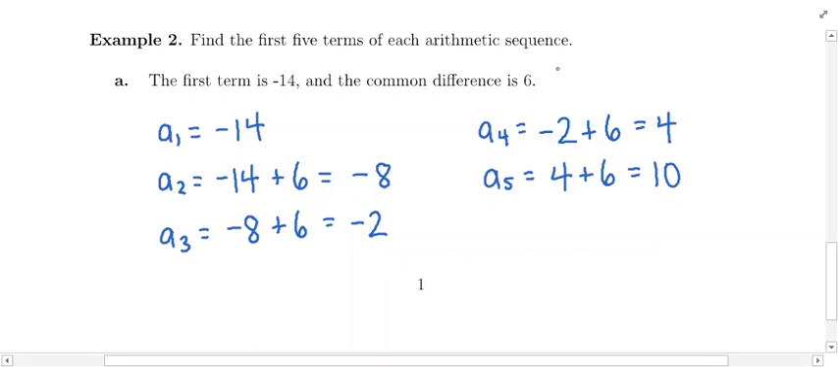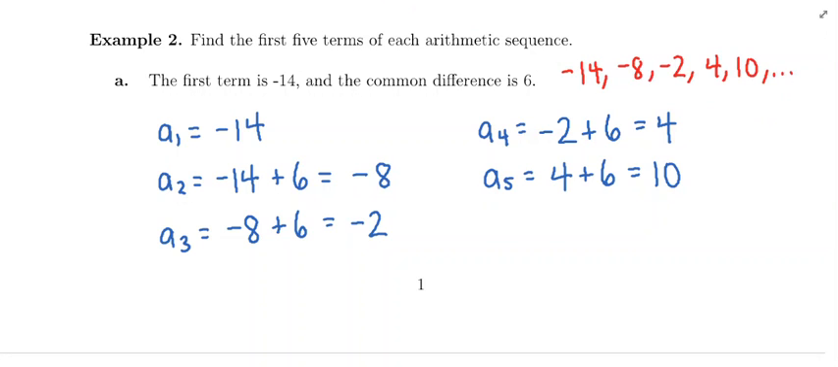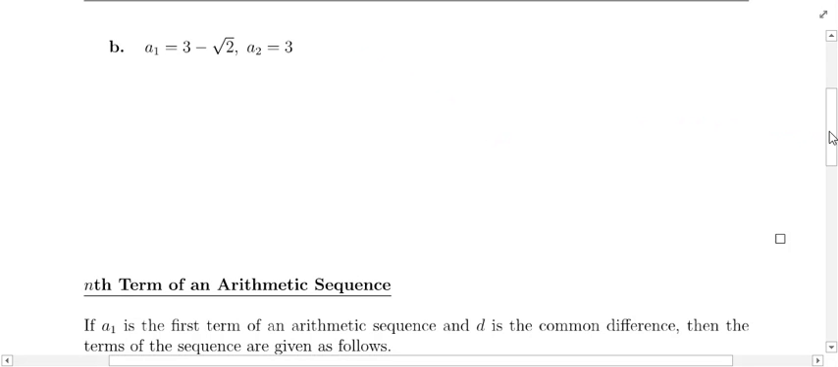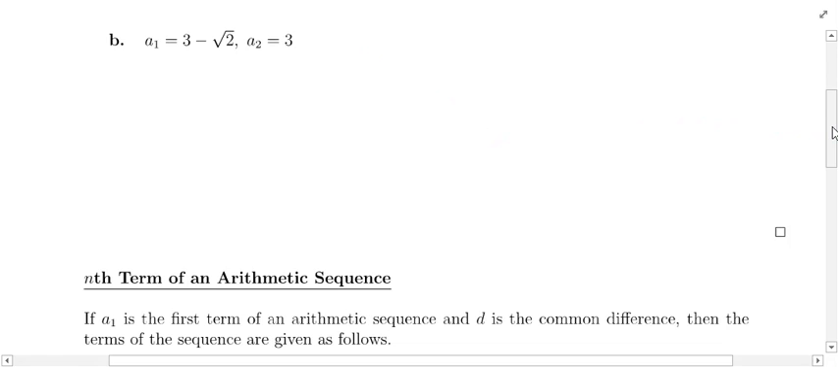Okay, so the first 5 terms here, I'll write them in red: -14, -8, -2, 4, and 10, and this trend should continue. Okay, at the top of page 2, let's look at example 2b.